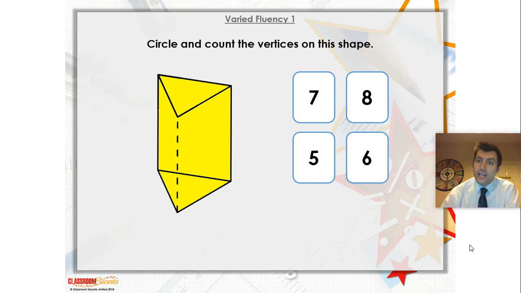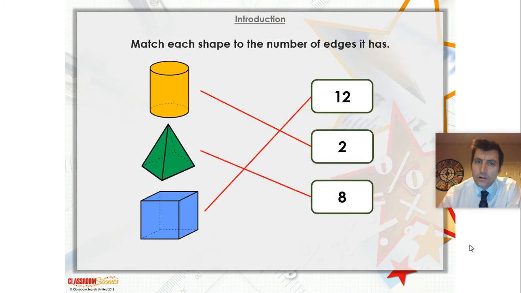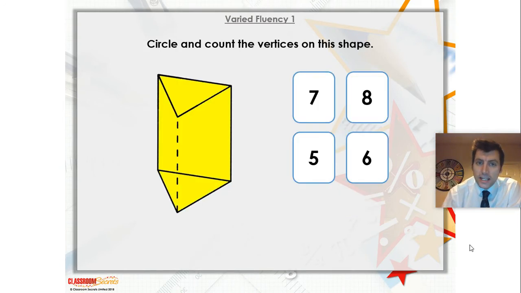Our next one here, we're going to look at our vertices. Now, vertices, to remind you, are the points where edges meet. So if we remember, if we looked at our square-based pyramid, it's got 8 edges. Okay, so 8 edges, but it's only got 5 vertices. So the ones at the bottom on the square, and then the one at the top where the peak of the 4 triangles meet. Here we've got a triangular prism.